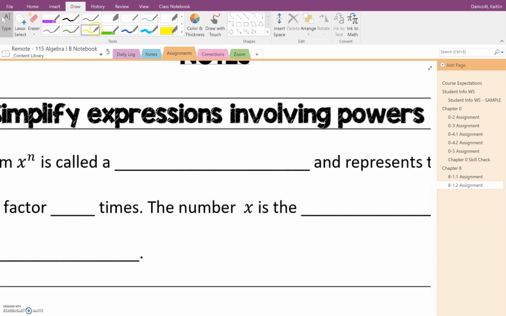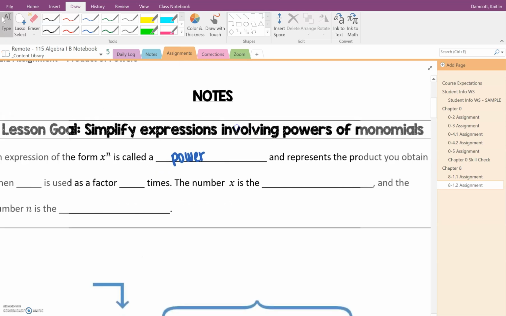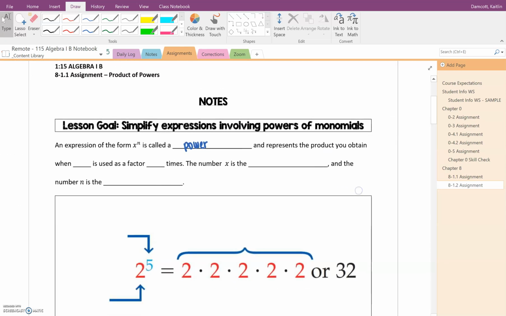So I'm going to zoom in here and let me get a pen. P-O-W-E-R. So that is a power, and it represents the product you obtain when x is used as a factor. Factors are just numbers that are multiplied together, and you're multiplying them n times. So the number x is referred to as the base. It's all about that base. And the number n is the exponent.